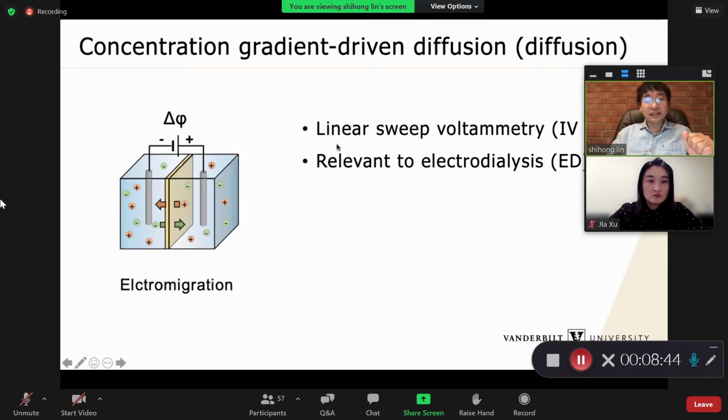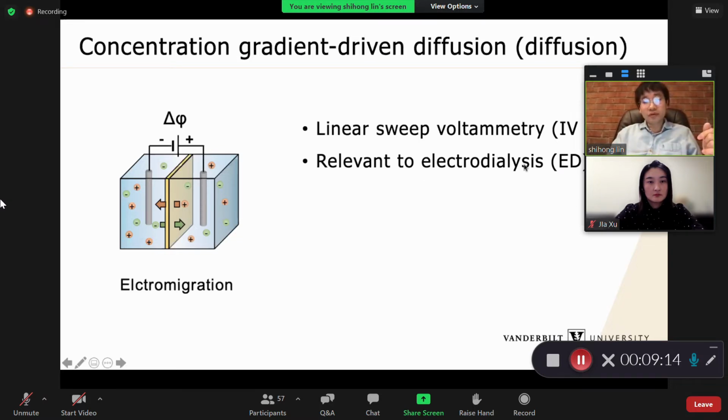Okay, lastly, concentration gradient driven diffusion. Basically this is a linear sweep potentiometry experiment. You have an electrode placed on the two sides of the membrane, and you apply a voltage. You change the voltage pretty fast from negative to positive, and you measure the corresponding current, and then you can find out the conductance of the membrane and relate that to the ion flux.